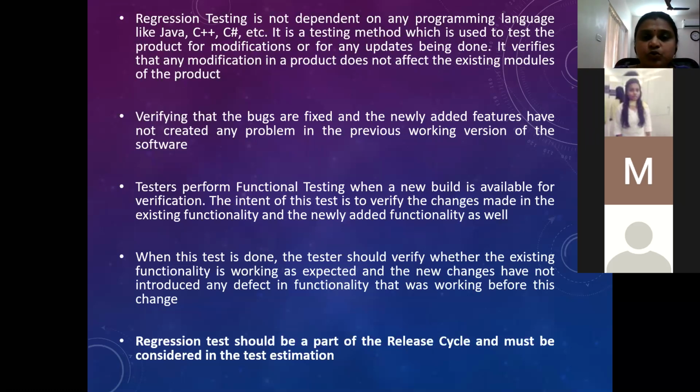So whenever there is a new build available, functional testing has to be done. That functional testing will try to verify the changes made in the existing functionality, as well as any new functionality added. So the tester's responsibility is to keep repeating these tests to see if that particular functionality is working as it was before. So where should you apply this regression test? Very importantly, this regression test should be part of your release cycle.